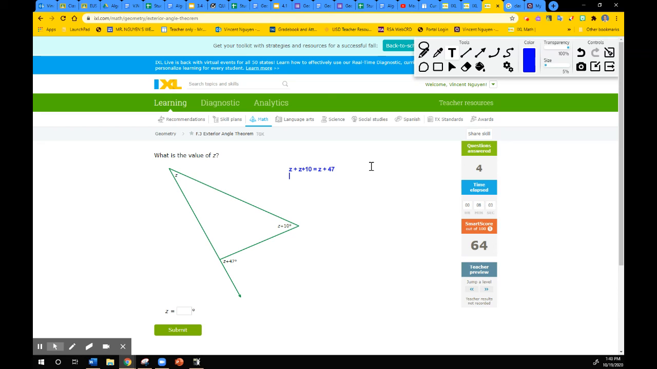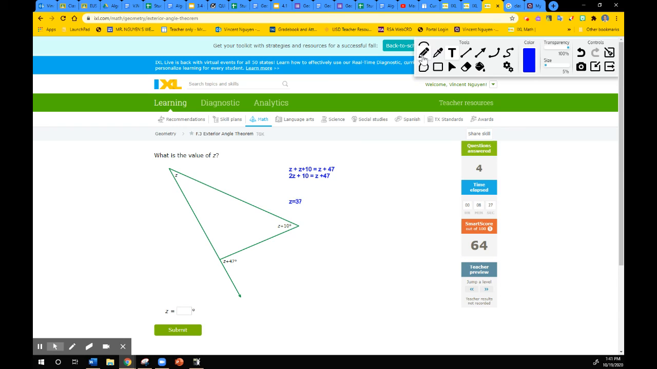Now I'm going to combine like terms. I get 2z plus 10 equal z plus 47. Now I'm going to subtract the 1z. I get z equal, I'm going to subtract the 10, I get 37. Okay, so pretty much what I'm doing, let me erase that. Let me show you what I'm doing. I got z equal 37.